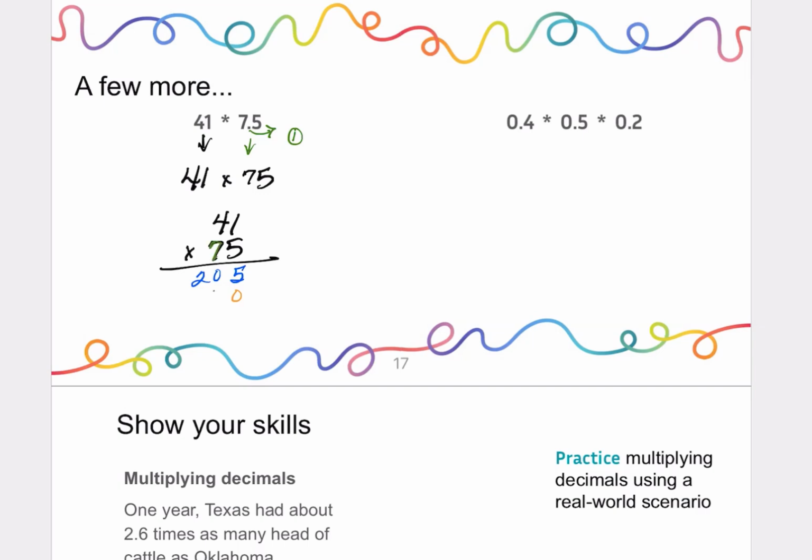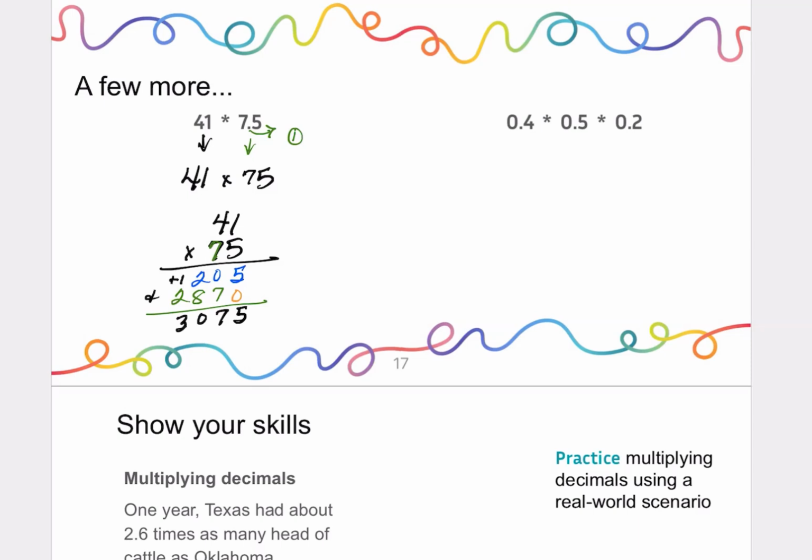7 times 1 is 7. 7 times 4 is 28. We add those two together. 5 plus 0 is 5. 7 plus 0 is 7. 2 plus 8 is 10. So we carry the 1 there. 2 plus 1 is 3.